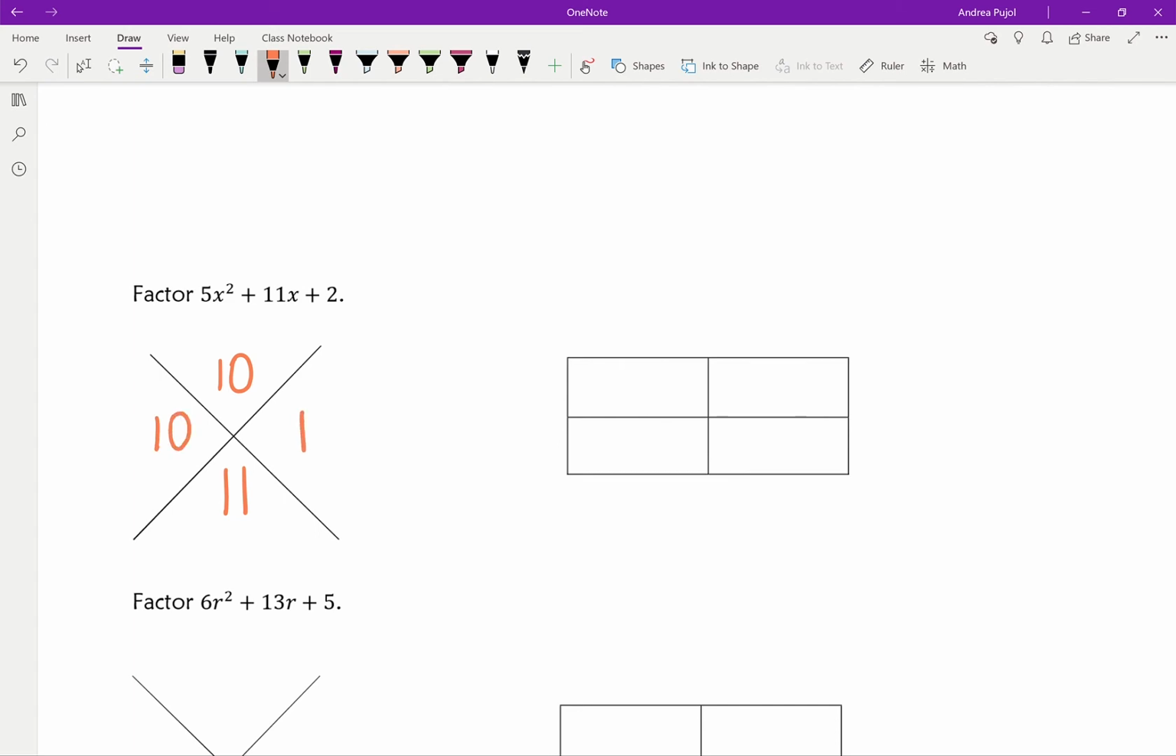And I'm going to fill in my box. So I'll have 5x squared up here, 2 in the bottom right, 10x, and 1x. So my top row here, 5 and 1 only have 1 in common, but I can bring out an x. In the bottom row, I can bring out a 2. In the first column, my greatest common factor is 5x, and in the right column, my greatest common factor is 1. So the answer here is x plus 2 times 5x plus 1.